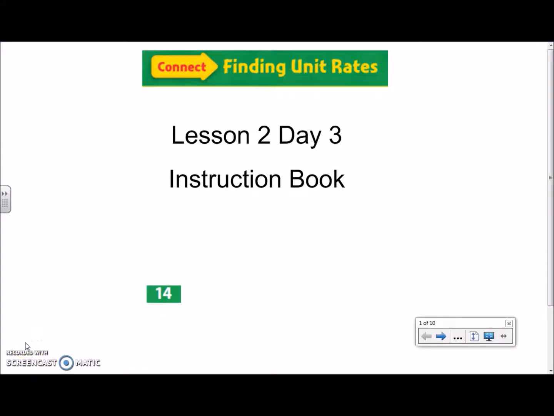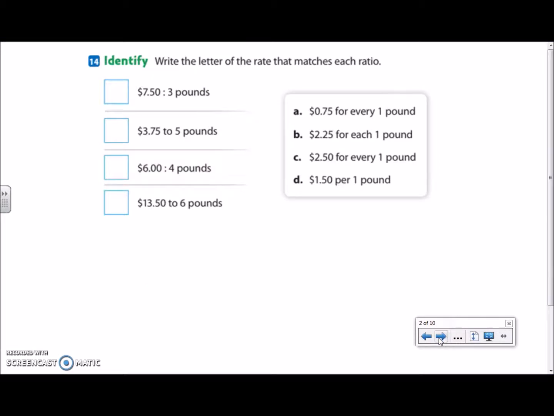This is Mr. Gillum, and today we're going to continue talking about unit rates. We're on lesson 2, day 3 in the instruction book, and that's on page 14. Problem number 14 starts the page, and it says to write the letter of the rate that matches each ratio.